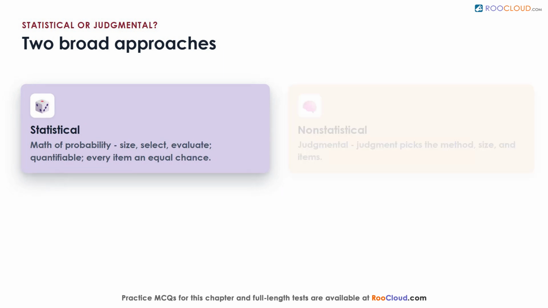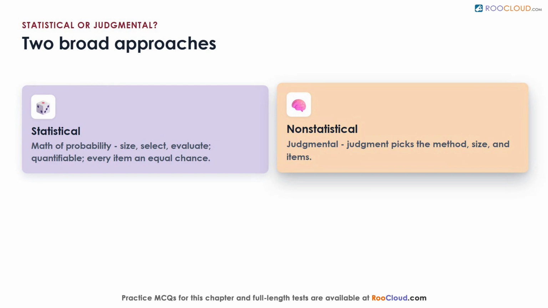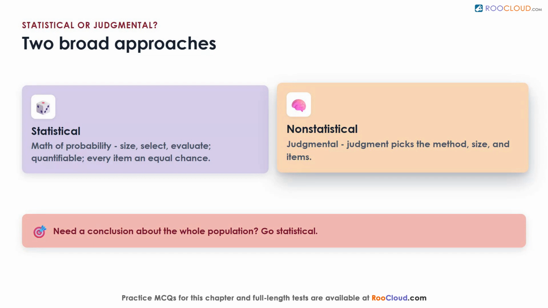The second is non-statistical sampling. People often call it judgmental sampling. Here, you use judgment to set the method and the size. You pick the items that seem most material and most risky. When you need a conclusion about the whole population, go statistical.